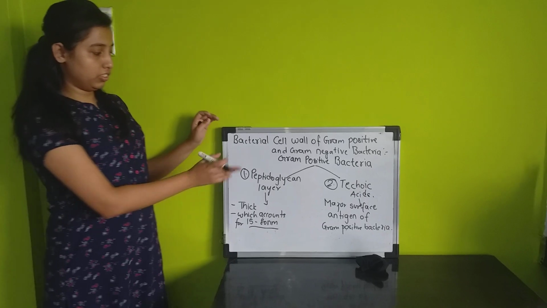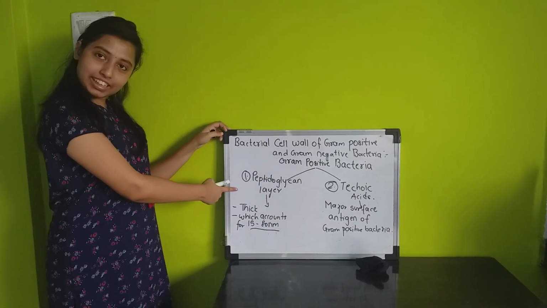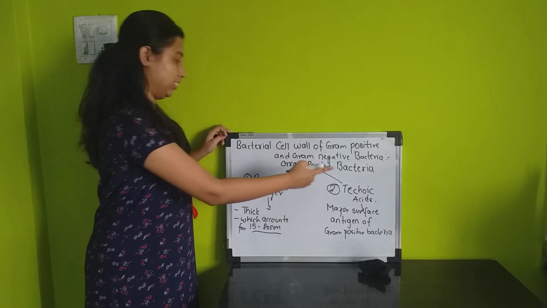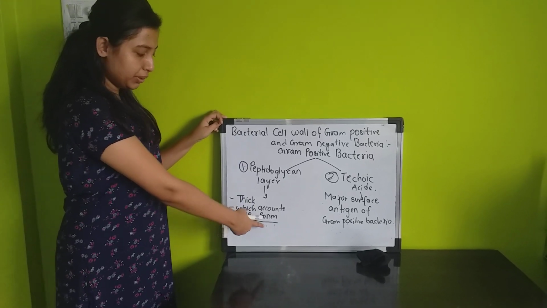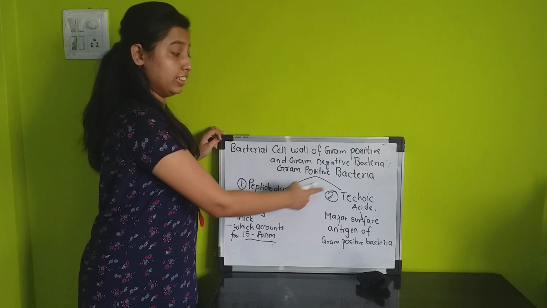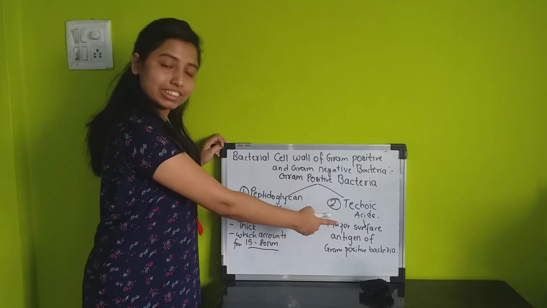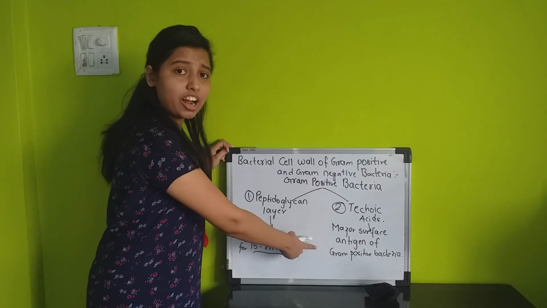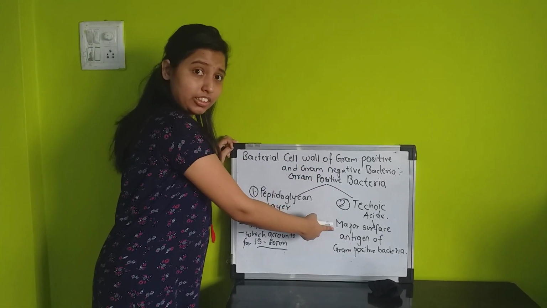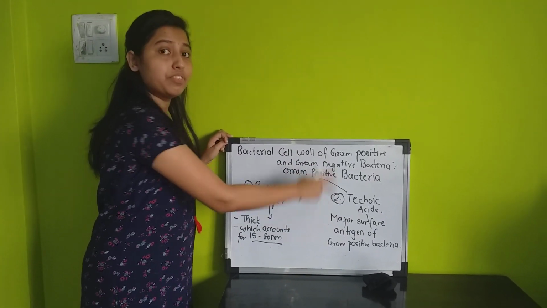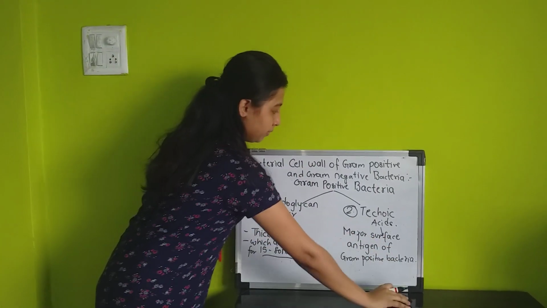So there are two: the peptidoglycan layer and teichoic acids. The peptidoglycan layer is thick, which accounts for 15 to 80 nanometers, and teichoic acids are a major surface antigen of gram-positive bacteria. Now teichoic acids are of two types. So we'll see.